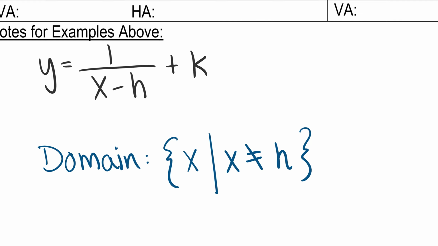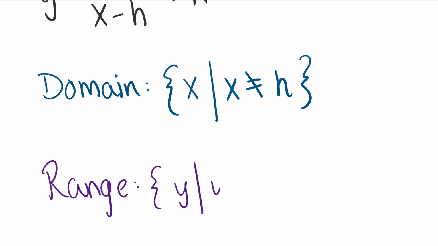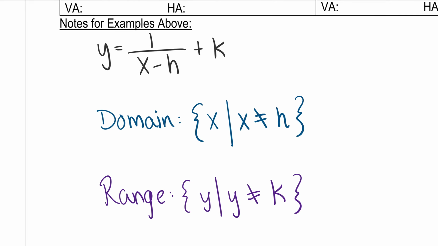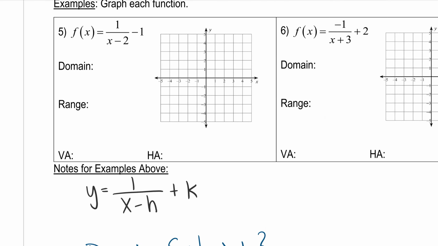Or in short terms, h goes there. Okay, h goes with domain. Remember to flip the sign. And then range, you might have guessed, I do fancy bracket. That one looked weird. So I have y such that y does not equal k. Okay, so h is domain, k is range, and you put not equals. Okay, that's how you do domain and range. And then, let's see, we already know vertical and horizontal asymptote, and then graphing.